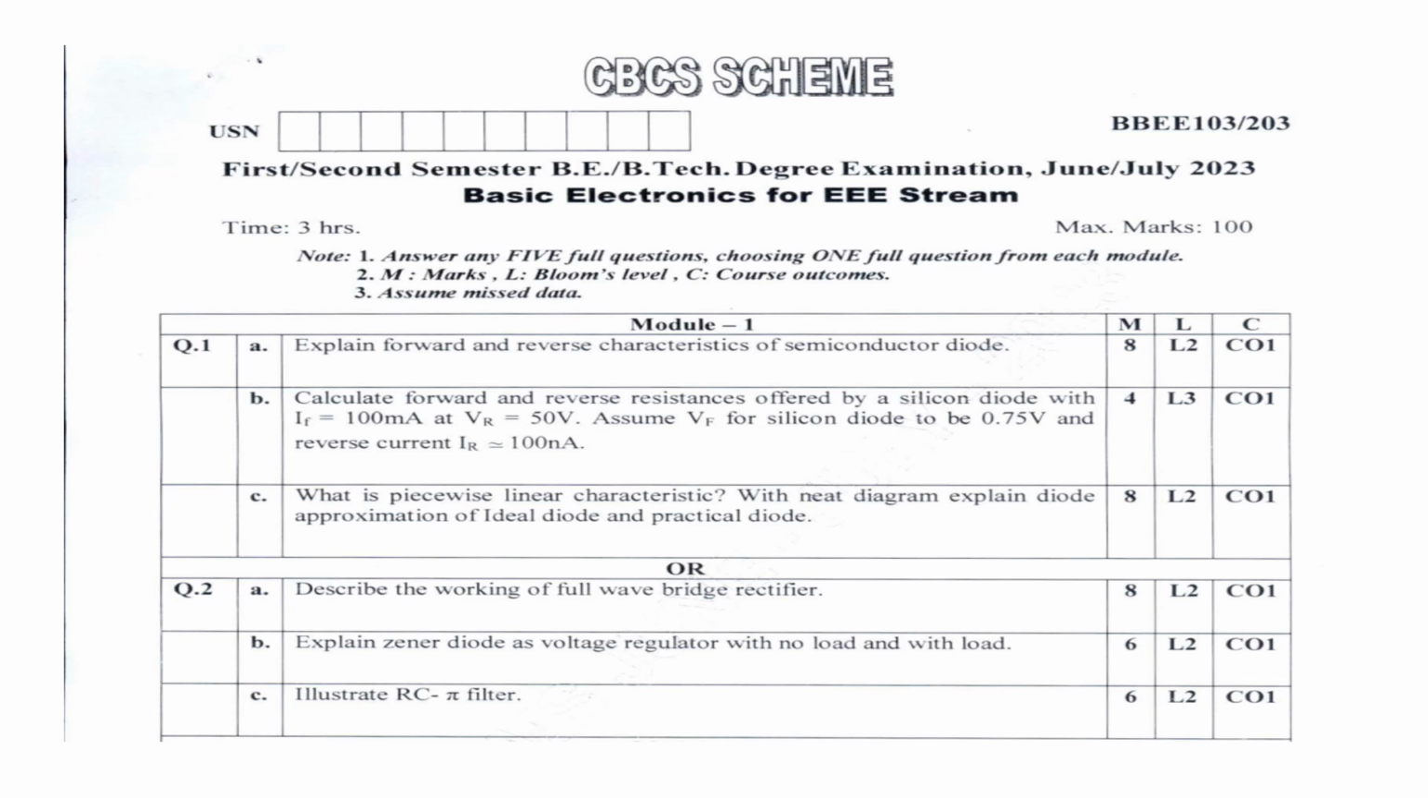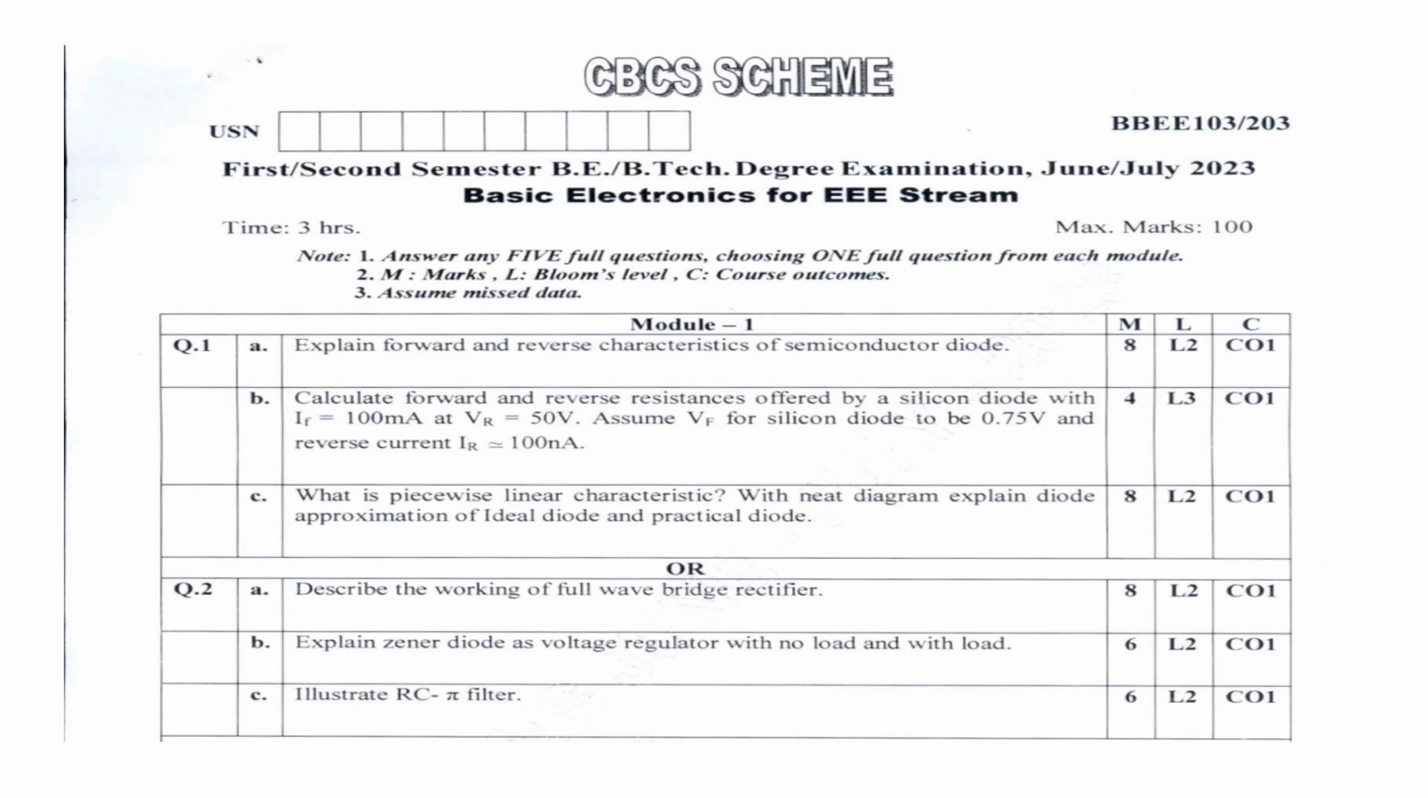So module 1, explain forward and reverse characteristics of semiconductor diode for 8 marks. Calculate forward and reverse resistance where they have given IF at VR and they have assumed that the silicon diode is having VF to be 0.75 volt and the reverse current IR is given. So with this you will be calculating the forward and reverse resistance.